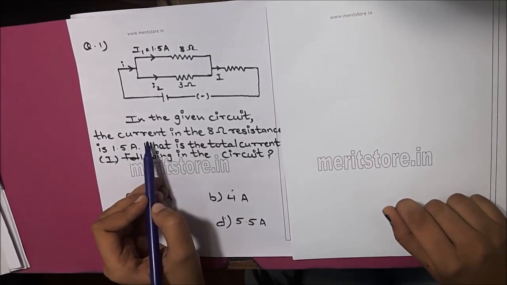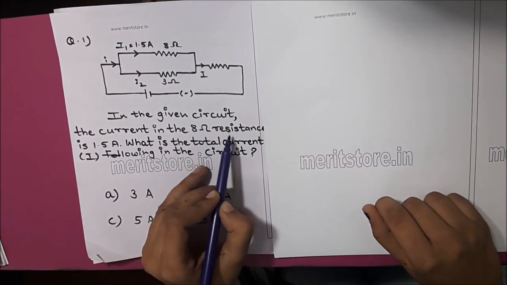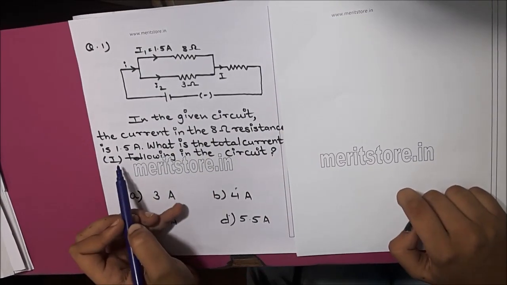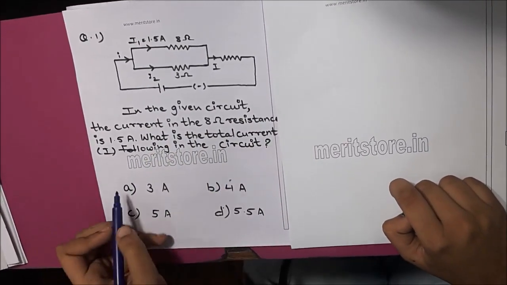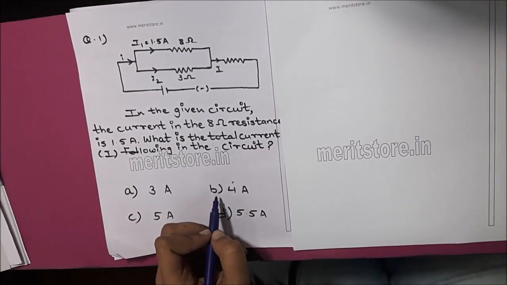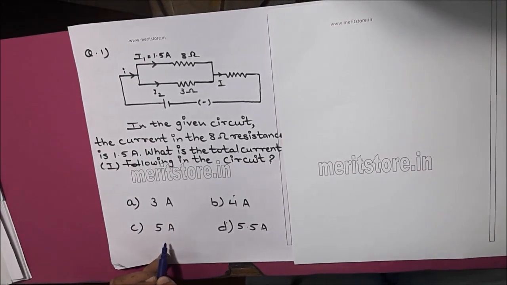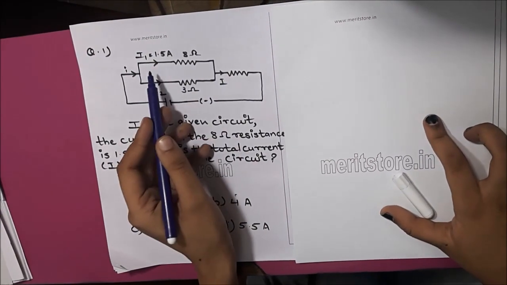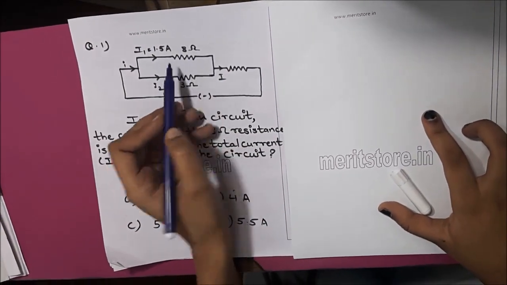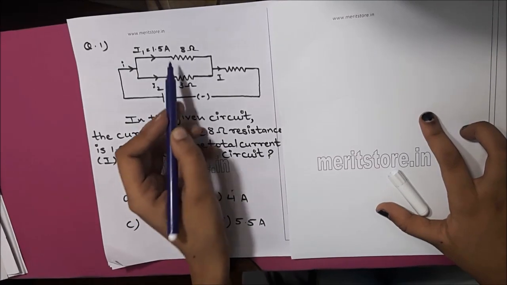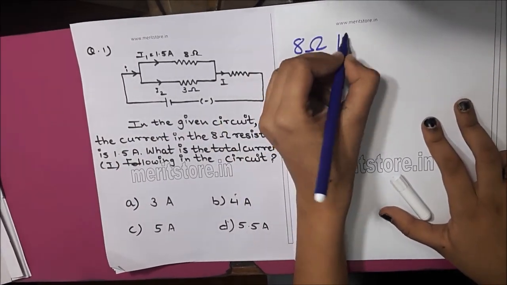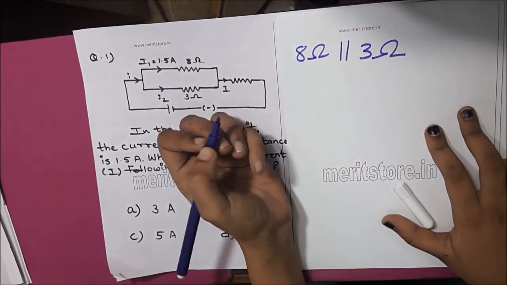In a given circuit, the current in the 8 ohm resistance is 1.5 amperes. What is the total current I flowing in the circuit? A 3 amperes, B 4 amperes, C 5 amperes, D 5.5 amperes. So when we go through the circuit, we find that this 8 ohm resistance and this 3 ohm resistance are parallel to each other. 8 ohm is parallel to 3 ohm.